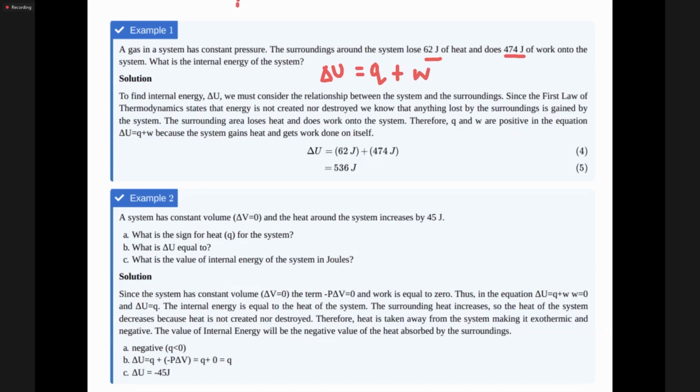And from the question, you try to see what is given so that we can use it to solve the equation. It says the surroundings around the system lose 62 joules of heat. If the surroundings are losing 62 joules of heat, it means the system is taking up that 62 joules of heat. And in my previous classes, I have told you, whenever heat is taken up by the system, the heat sign will be positive.